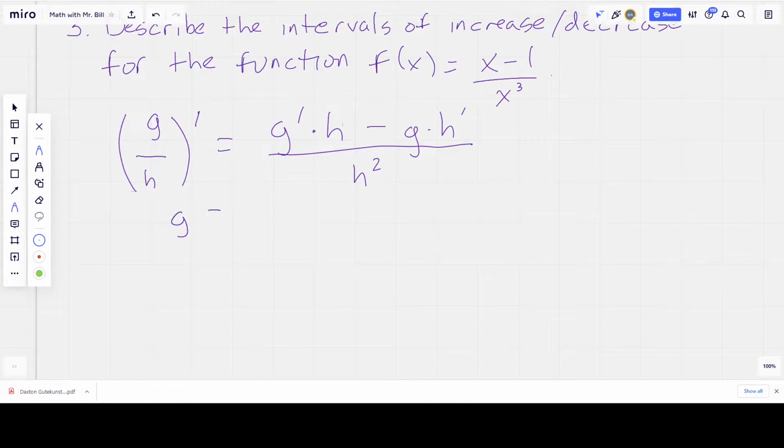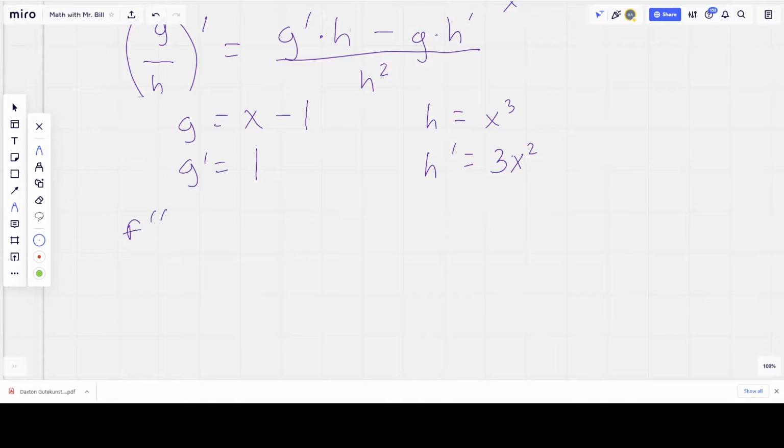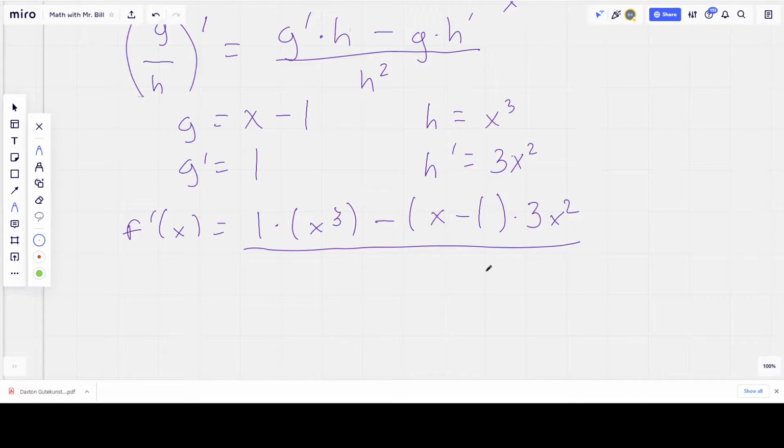So our g here is being played by x minus 1, and so g prime is just going to be 1. H is going to be x cubed, and h prime then will be 3x squared using the power rule. So now plugging this into our quotient, we get that f prime of x is equal to g prime, which is 1 times x cubed, minus g, which is x minus 1, times h prime, which is 3x squared. And this is all over x cubed squared.